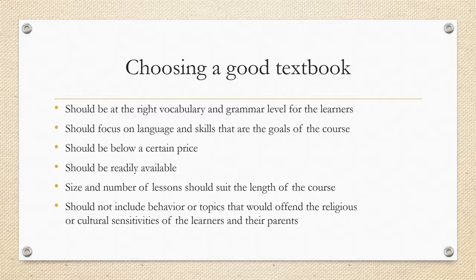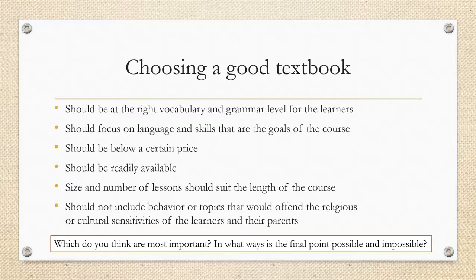The last one is the textbook should not include behavior topics that would offend the religious or cultural sensitivities of the learners and their parents. Okay, I want to actually think about this one a little bit. So first of all, I want to ask you the question, what do you think is most important out of this list for your students? But also, I want to focus on the last point a little bit.